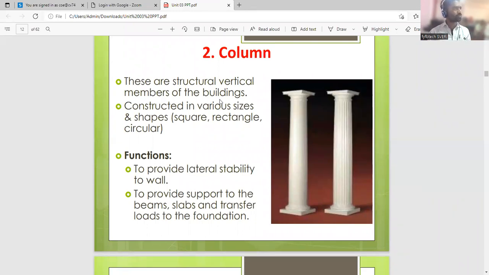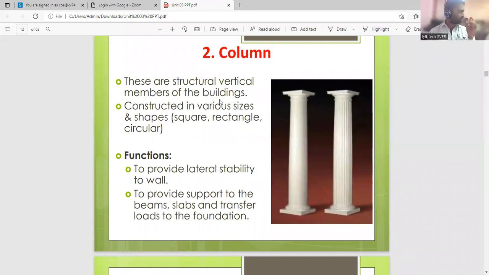What are the superstructure components? Wall, column, beam, slab, door, windows, floor, lintel, sill, parapet. All these are the parts of the superstructure. We have studied each and every component in detail.